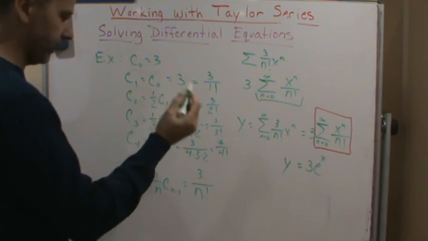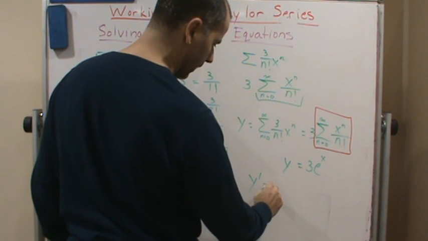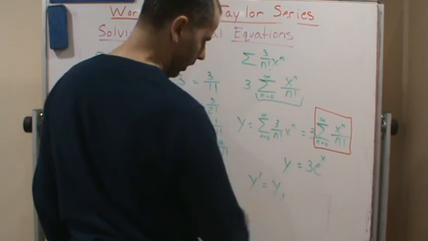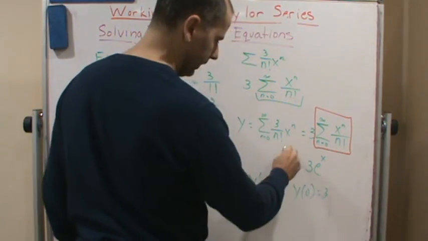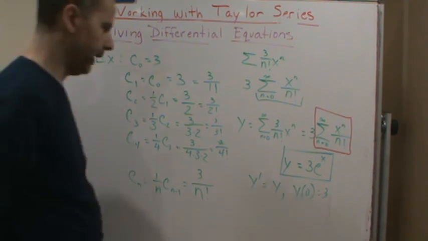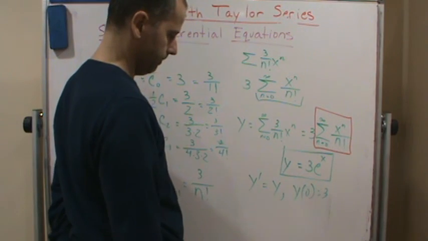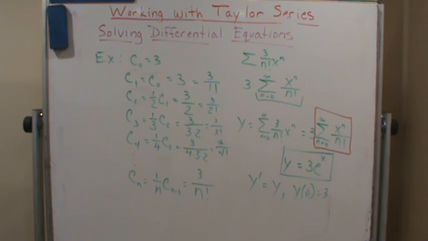So again, let's recap. The solution to the differential equation y prime equals y, or the initial value problem I should say, the solution to the initial value problem of y prime equals y, given that y of 0 is equal to 3, is that. And by the way, y of 0 does give us 3. And that's it. Have a great day.